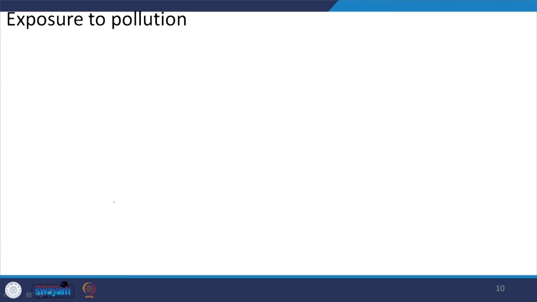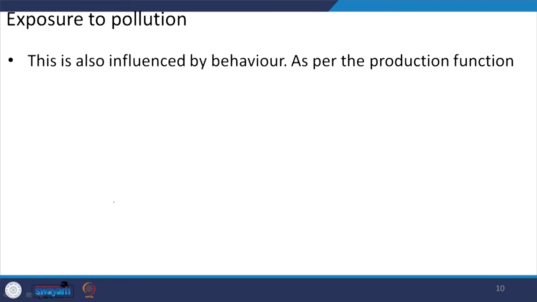So, now understanding this, we can actually think about the exposure to the pollutions. This exposure to pollution, again, is influenced by your behavior, your choice, whether you need this exposure to these pollutions or you do not, or whether you are taking some actions in order not to be exposed to the pollutions. This is what we can express in terms of the production functions.